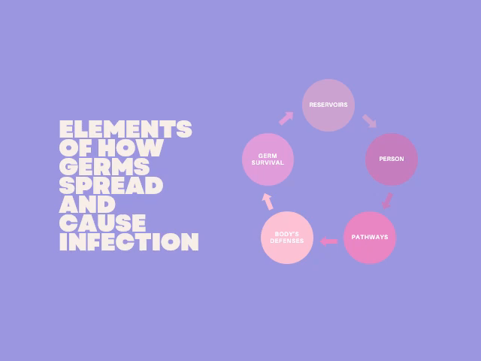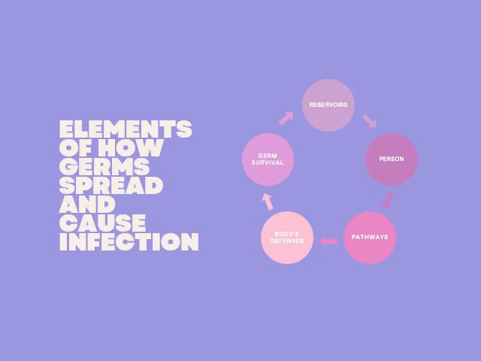There are more pieces to the puzzle of germ spread than reservoirs and pathways. Germs also need to arrive at a new person. That person could be a patient, or you, or one of your colleagues. And in order to infect them, the germs need to get around the person's natural defenses. If the person is already sick, then their immune system could be weak and not able to fight the germs as well as a healthy person's can.